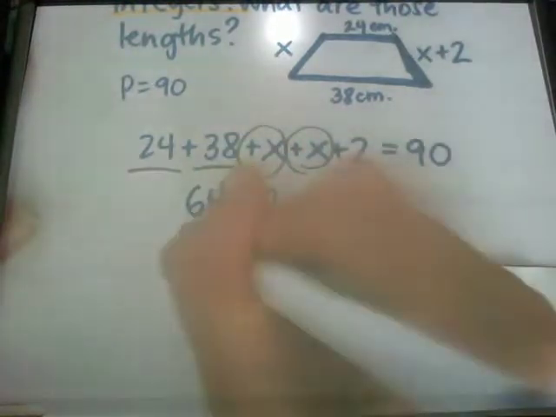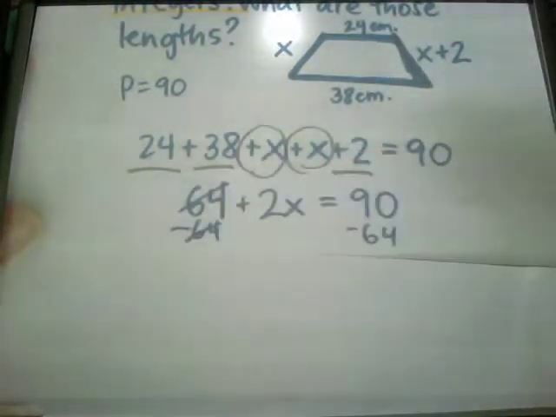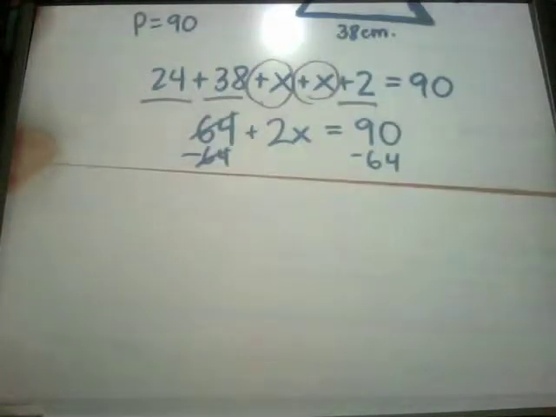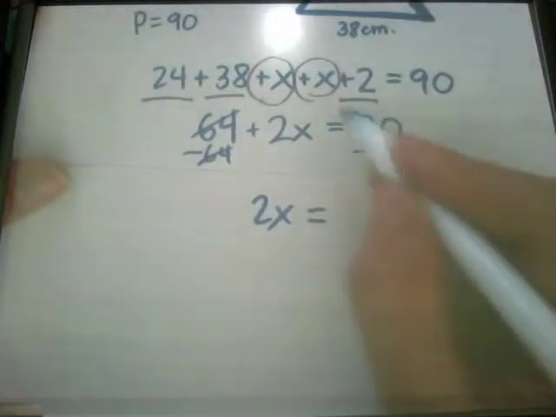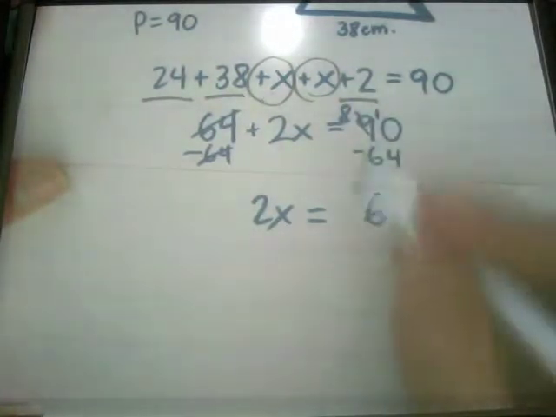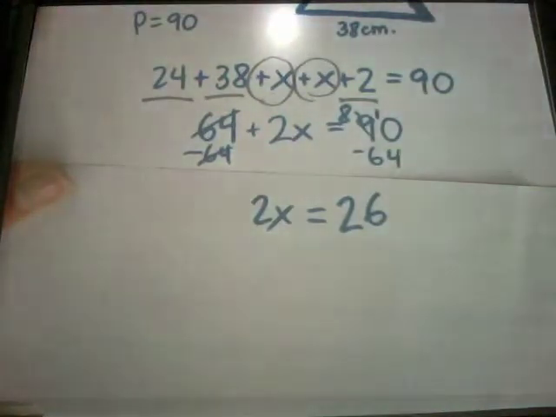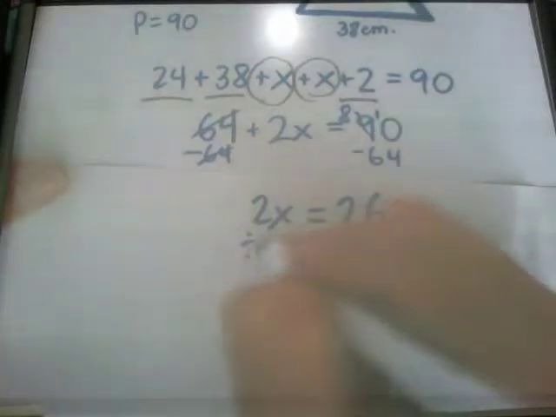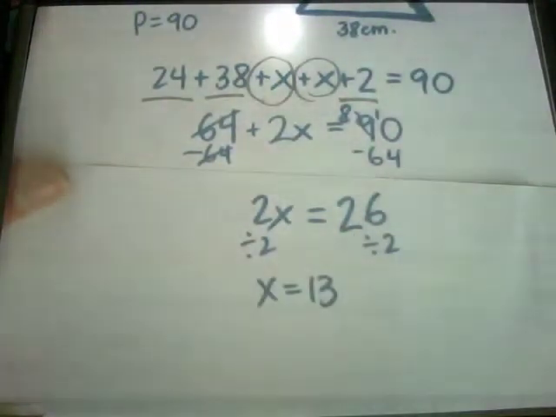Good. I need to leave the 2x alone. I'm going to start by subtracting 64 from both sides. So that leaves 2x equals 26. And then, of course, last step, we divide both sides by 2. And I get x equals 13.